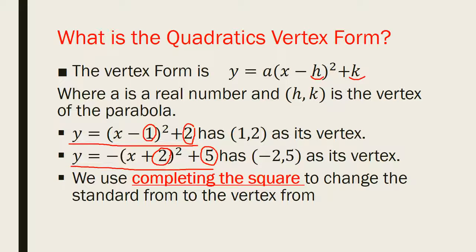We use completing the square, which is a technique that can change the standard form of the quadratic to the vertex form. And this is what we're going to learn today. We're going to learn how to go from the standard form, which, as we learned before, is ax squared plus bx plus c, using a technique called completing the square to change it into the vertex form that we have here at the top.